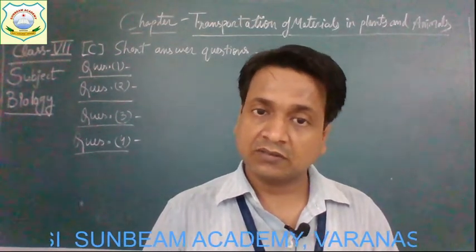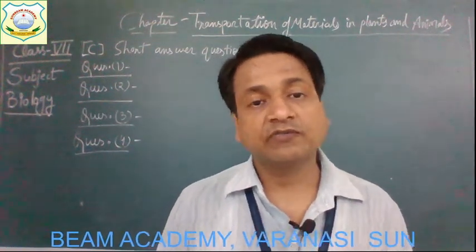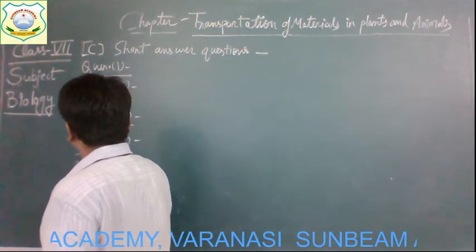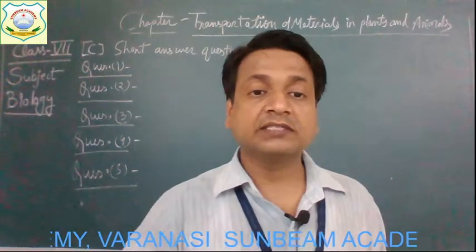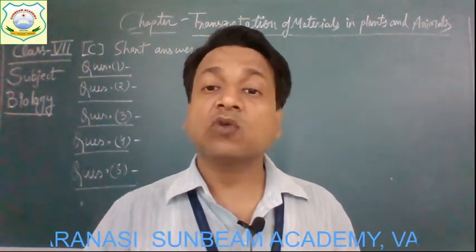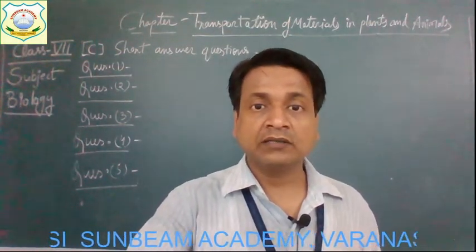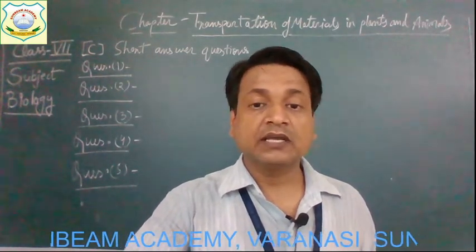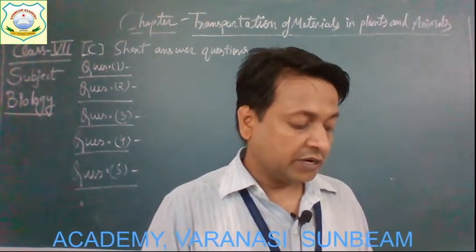Alright? Now come to the next, question number 5. Question number 5 is, what prevents the blood from going in the wrong direction in the heart? Understood, children? Once again I am going to read the question, so please understand it. What prevents the blood from going in the wrong direction?